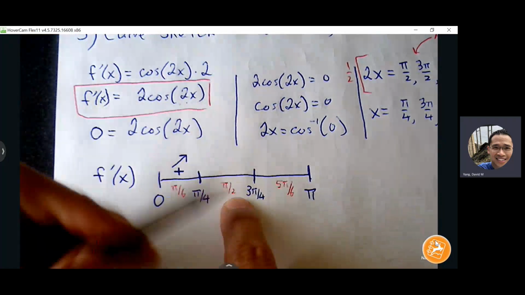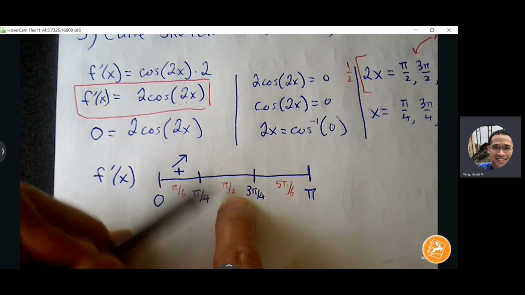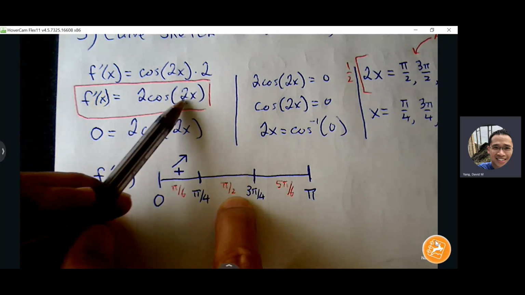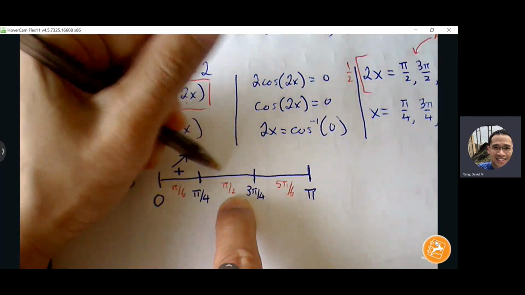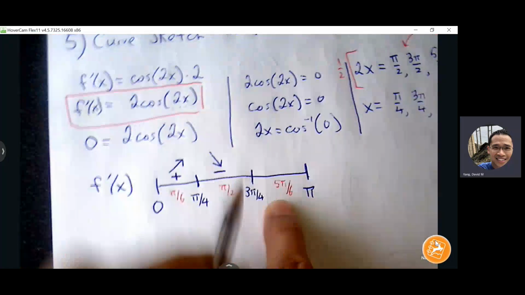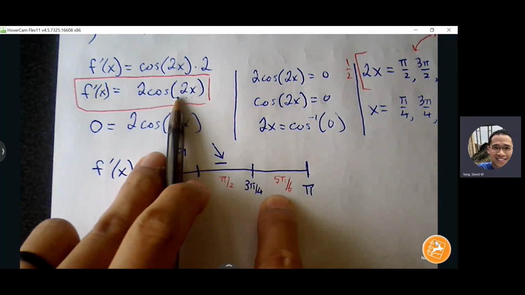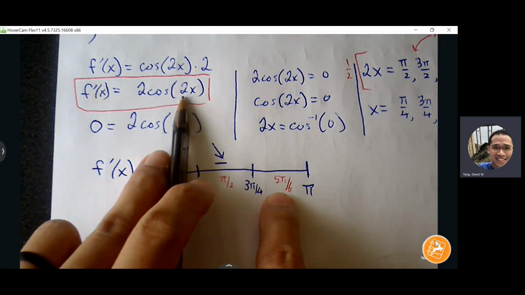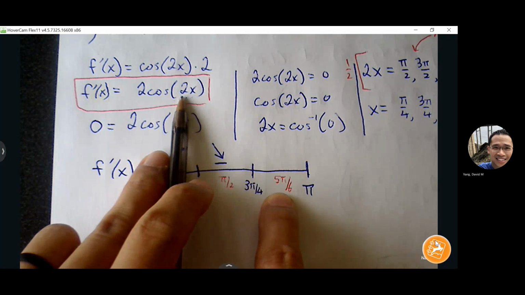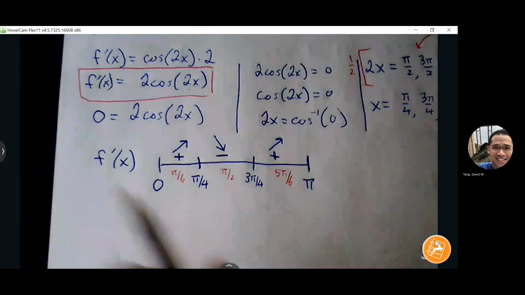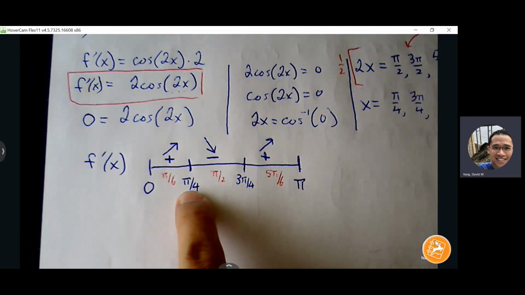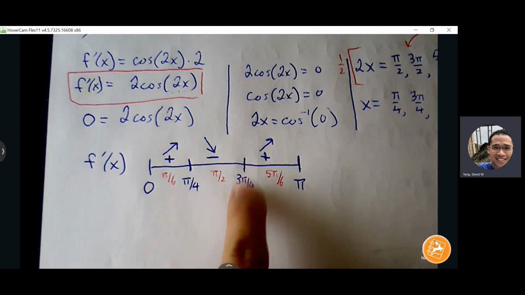And alternate, but let's practice. Make sure we know how to do all these values here. So cosine of pi over 2 times 2, which is pi. Cosine of pi is -1. 5 pi over 6. It's not really 5 pi over 6. It's really 5 pi over 3. Fourth quadrant, cosine is positive. Okay, what do we expect here? Relative max, relative min. Okay.